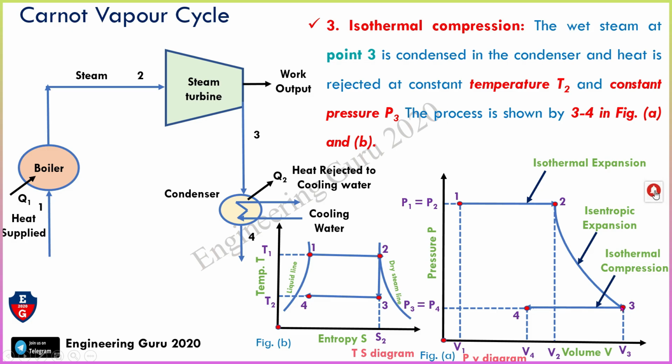Here we can observe point 3 and point 4, both on the same line, so P3 equals P4. Same in the TS diagram: this is point 3 and this is point 4, both on the same line. This is called T1 and this is called T2. In the schematic diagram, we can see point 3 and point 4. This isothermal heat rejection in the condenser converts steam into water at constant pressure and temperature. This is shown in the PV diagram and TS diagram.